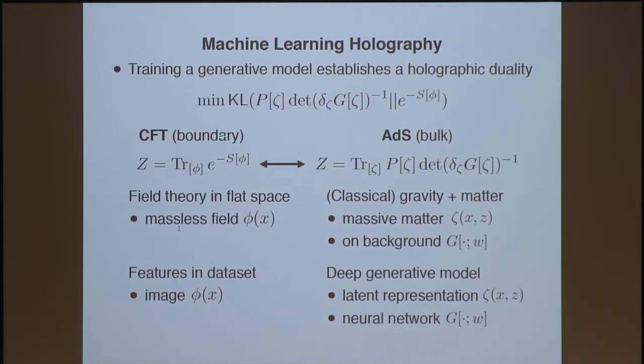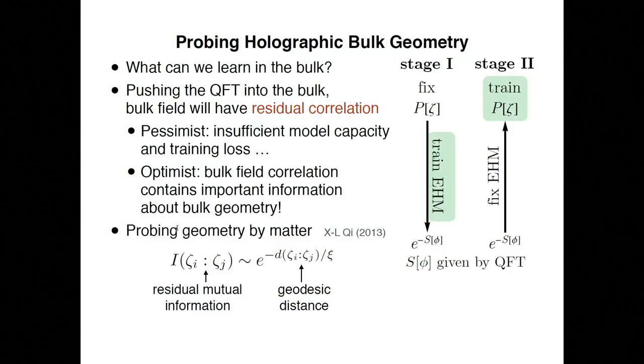So this partition function describes the quantum field theory or conformal field theory on the boundary, on the holographic boundary. This describes some very heavy field propagating in the neural network in the bulk, where the background is determined by this generative model. So what can we use? After the training, how can we use it?